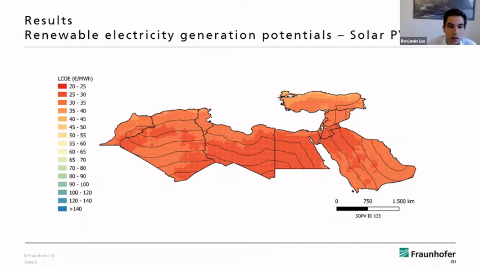Now let's have a look at the results. Here you can see the result of the renewable potential calculations for solar PV. The coloring shows the levelized cost of electricity production for the different tiles. And we will see that due to low installation costs, solar PV is the least expensive power generation technology in the MENA region, with generation cost between 28 euro per megawatt hour and 51 euro per megawatt hour. And as the coloring is quite uniform, we can see that there are very small regional differences in generation costs for solar PV. The overall cheapest PV potentials are located in Egypt, Libya, and Jordan.